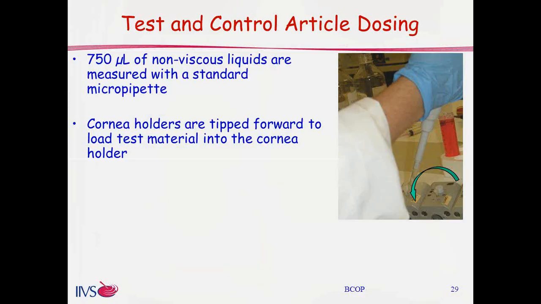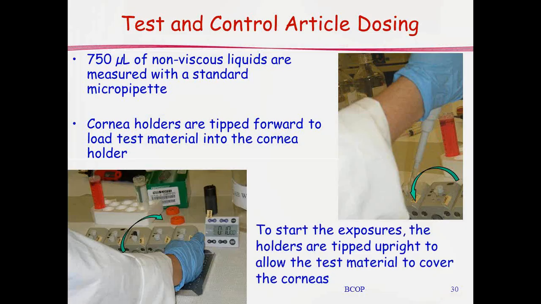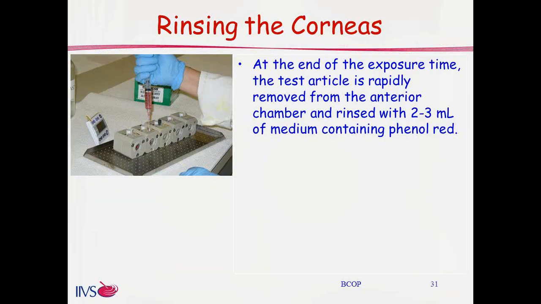So here are some steps on dosing. The 750 microliters of a non-viscous liquid can readily be added to the corneal holders using a standard micropipette. What we do in our laboratories is classically place the dosing solution into the anterior chamber and rotate the chambers forward, so that upon adding dosing solution to each of the chambers, we can then rotate all the chambers together as a unit to begin and initiate the exposure period.